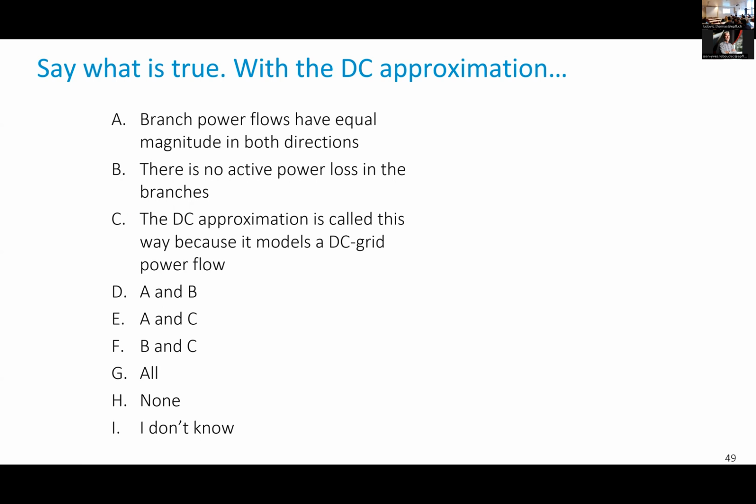No, that's not correct. I reopen it with the poll over here. So you have to reuse the same poll as the first one, but the question is different now. With the DC approximation, the question is on power flows here.